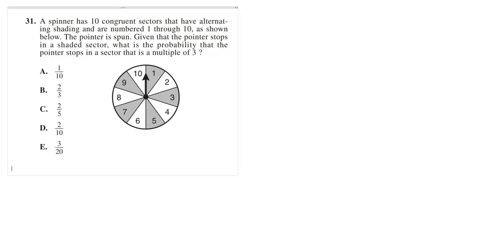Here it says a spinner has 10 congruent sectors that have alternating shading and are numbered 1 through 10 as shown below. The pointer is spun. Given that the pointer stops in a shaded sector, so let's count how many shaded sectors we have. 1, 2, 3, 4, 5. So there are 5 shaded sectors. I'm going to take note of that. Probably important.